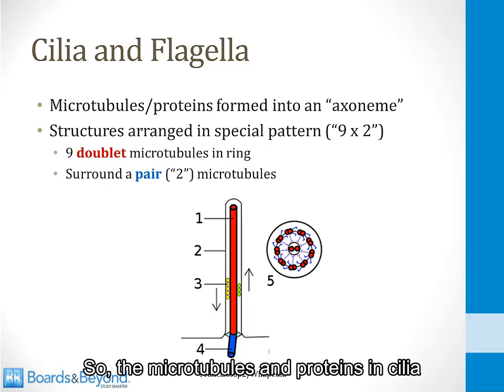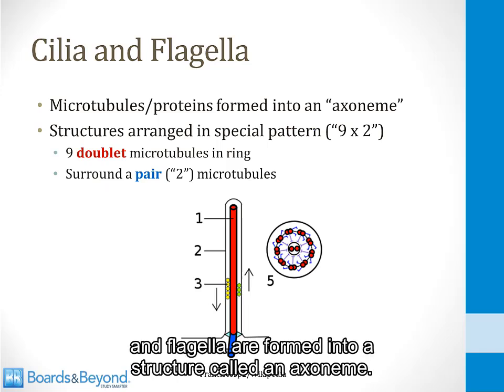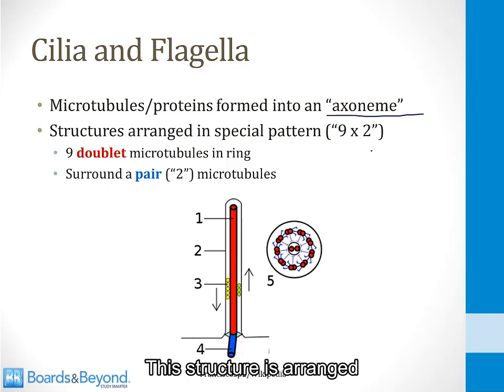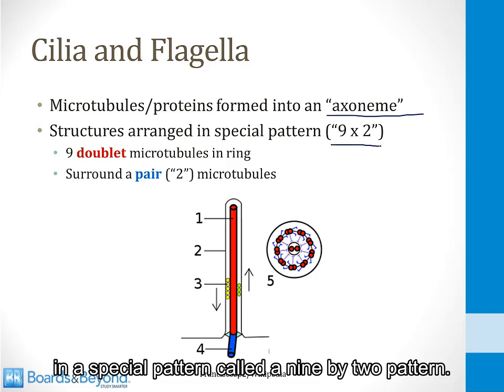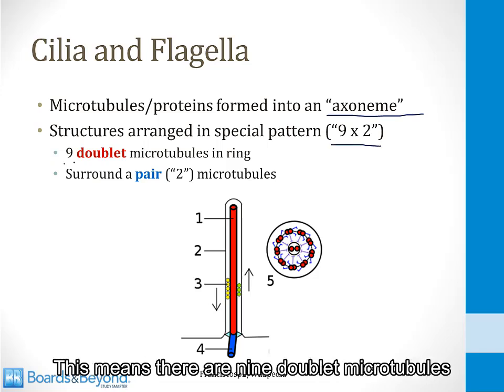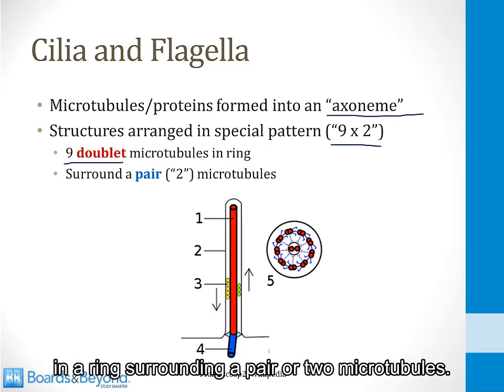So the microtubules and proteins in cilia and flagella are formed into a structure called an axoneme. This structure is arranged in a special pattern called a 9x2 pattern. This means there are 9 doublet microtubules in a ring surrounding a pair of 2 microtubules.